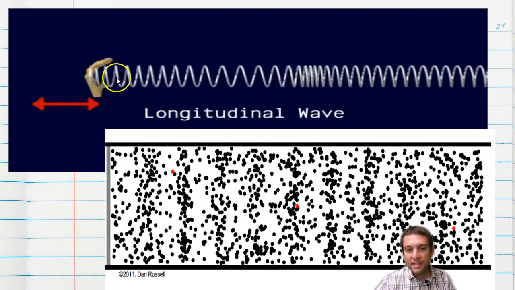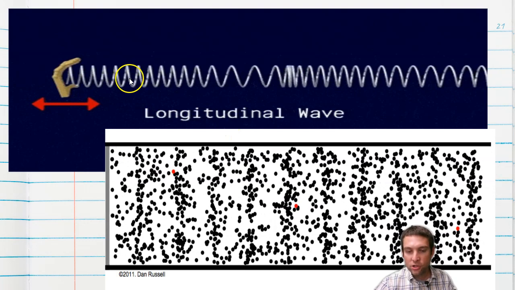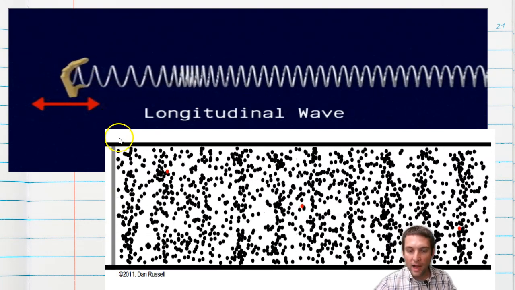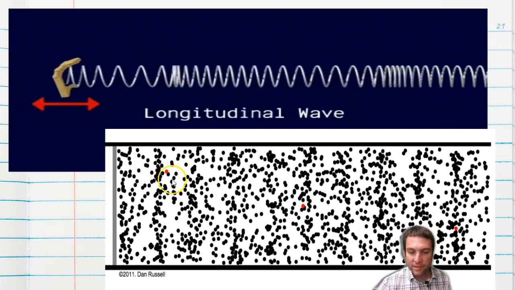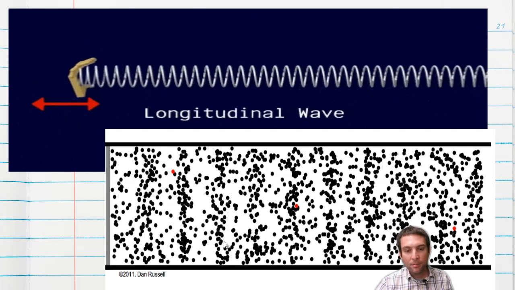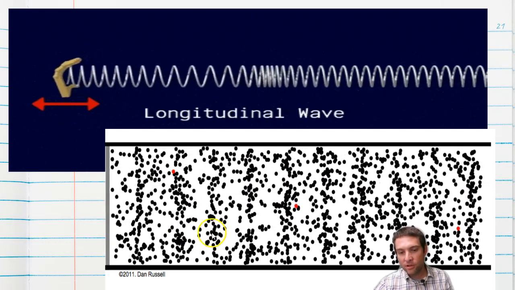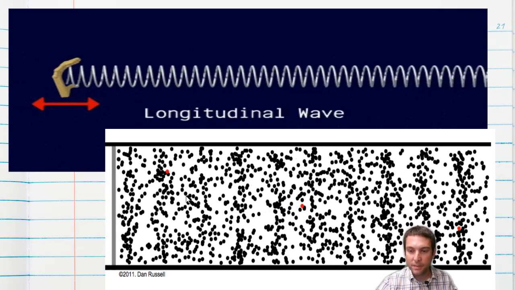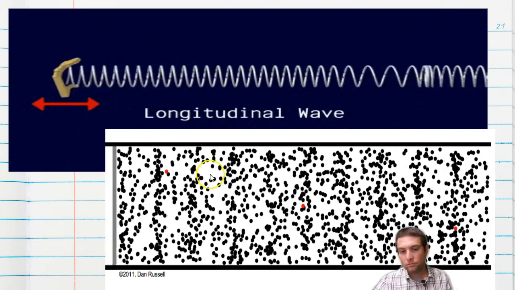When we sent the slinky with these longitudinal pulses forward, what we're actually doing, if we look at the bottom image, is we're moving the molecules. The molecules are compressing and then expanding. That expansion is the rarefaction.